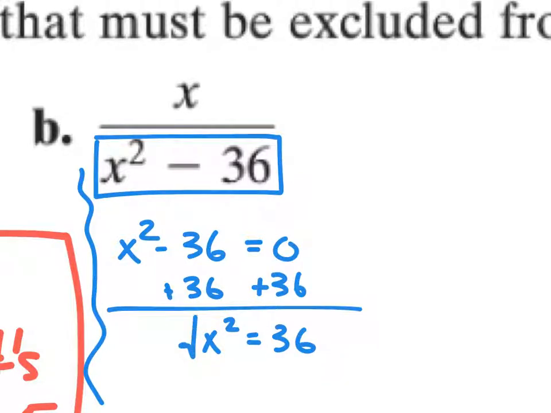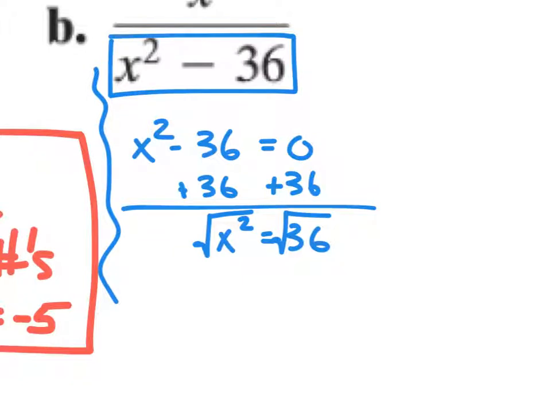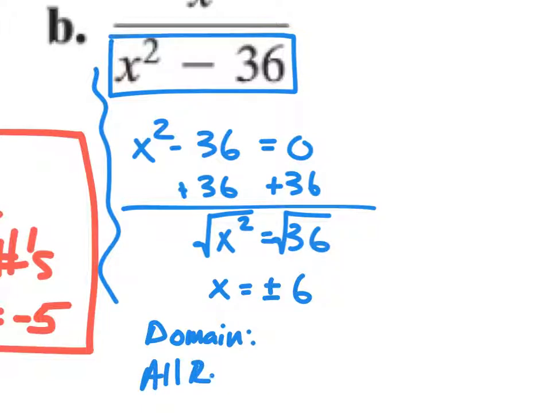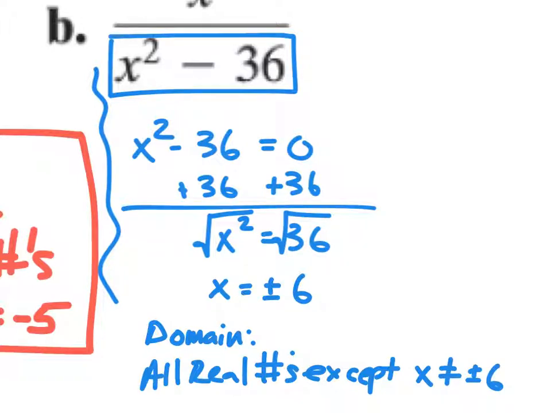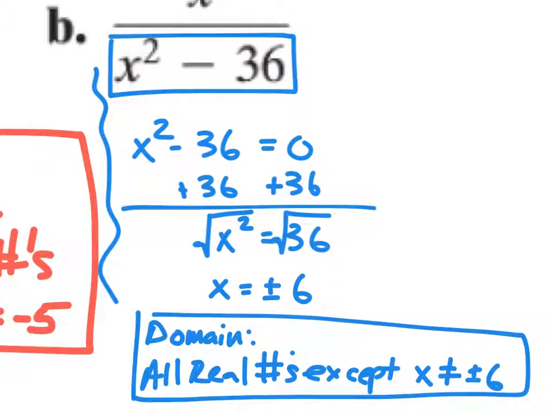I'm going to take the square root of both sides. Now when I apply the square root like that, I'm going to get that x is equal to plus or minus 6. So my domain would be all real numbers except x cannot equal plus or minus 6. And that's your answer, okay? And that's all we're doing, okay?